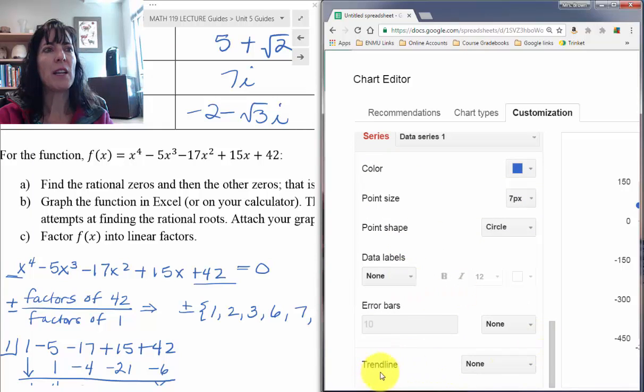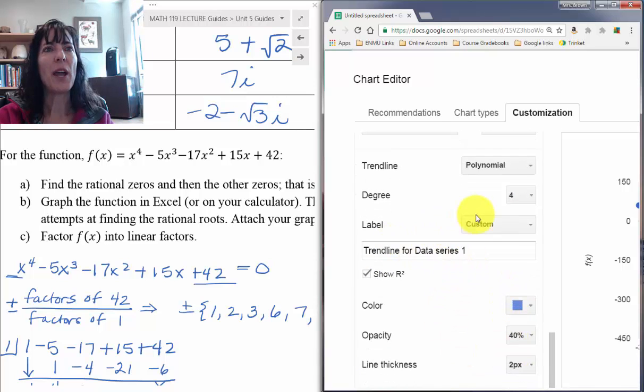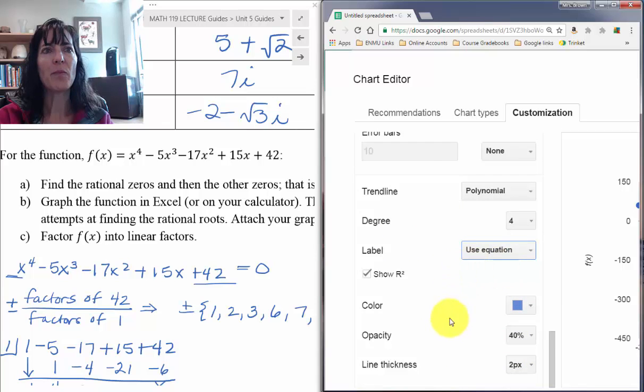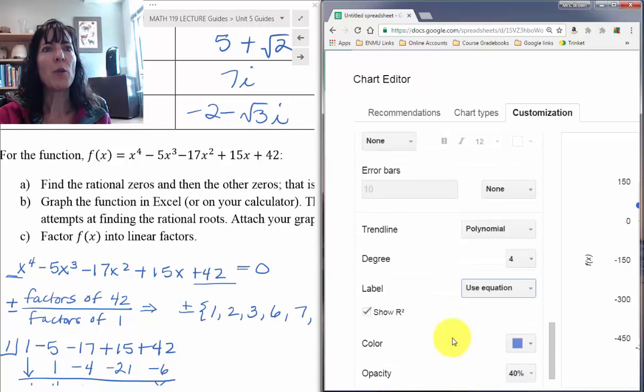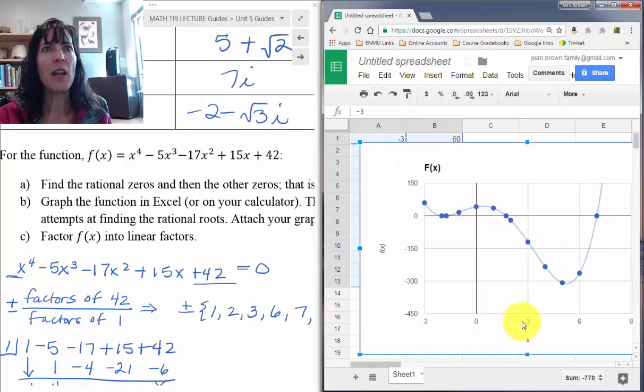I can fit a trend line, and we know this one is polynomial, so I may as well make it polynomial, and degree we know is 4, so I may as well follow that as well, so it'll show the actual function. I can show the r squared, it should be a 1 because I calculated using the function to find all those. And I can also show the equation on my chart.